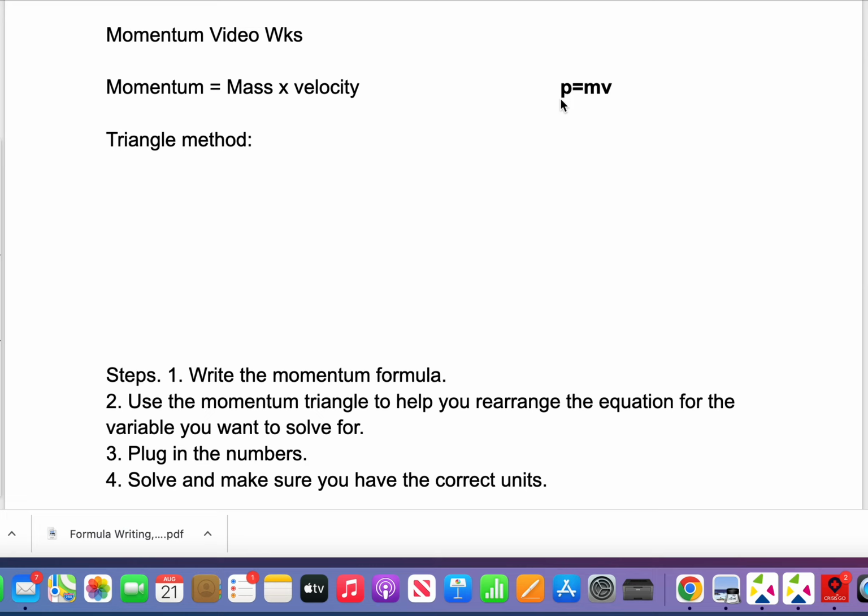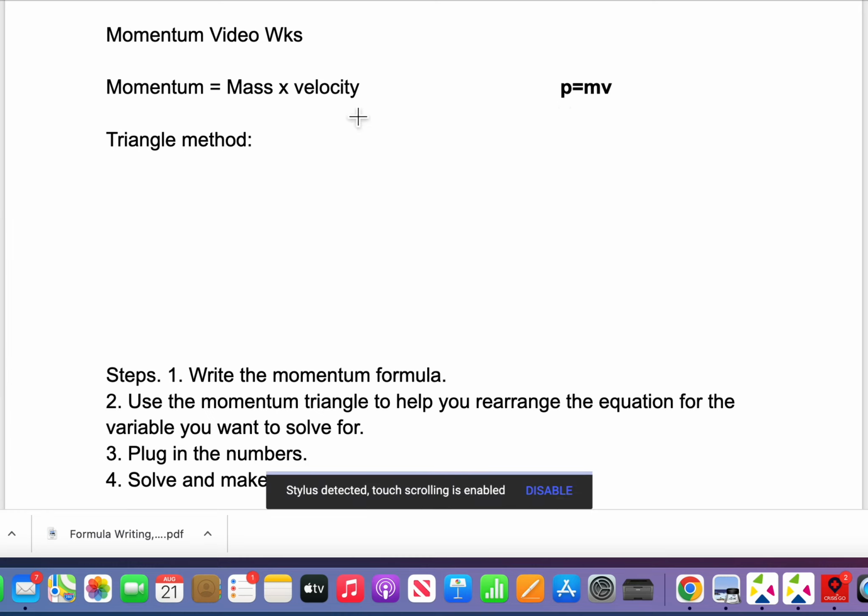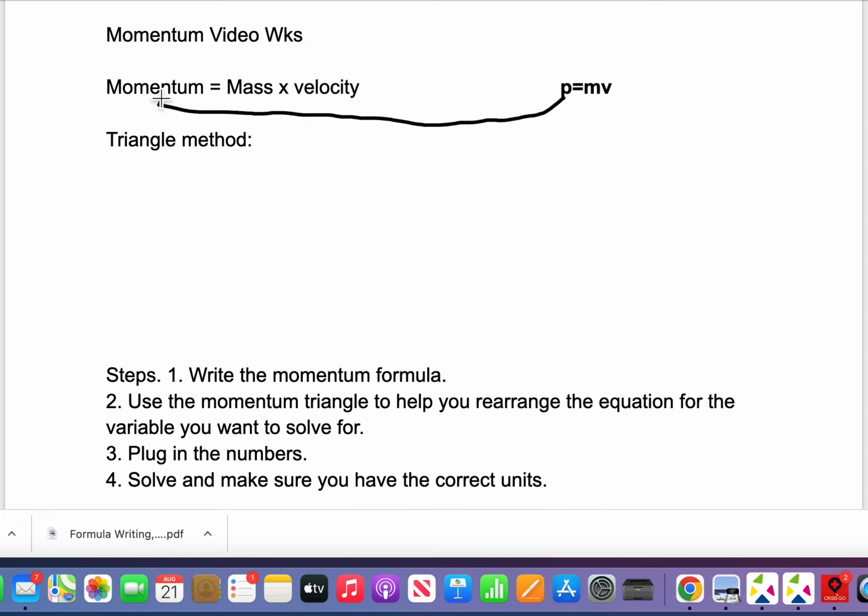Mass, and this symbol right here is momentum. The P is momentum, mass is M, and velocity, of course, will be V. So you'll see this equation, P equals mv.